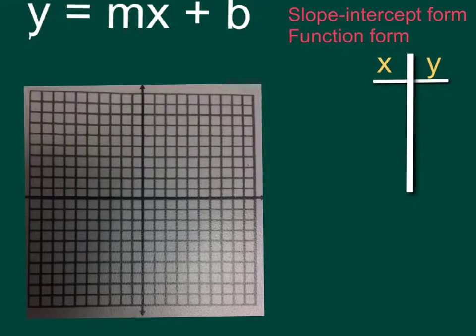This is an introduction to slope-intercept form, also known as function form. It will come in the format of y equals mx plus b, where m is your slope and b is your y-intercept, or where it hits the y-axis.